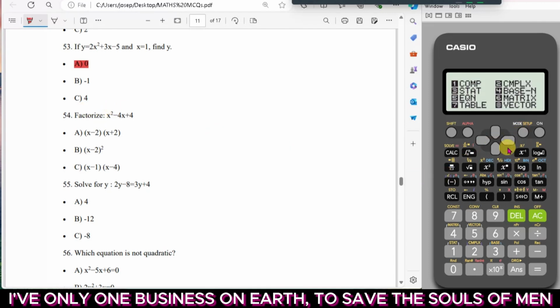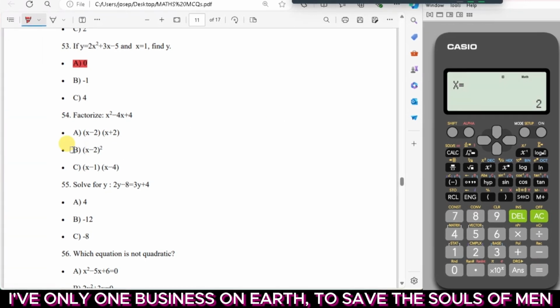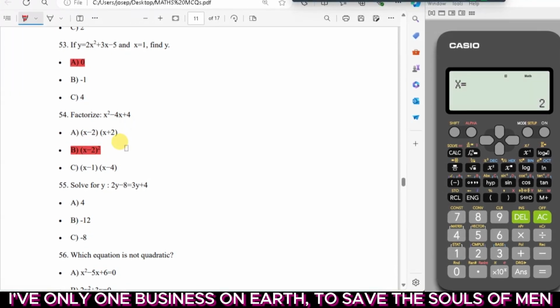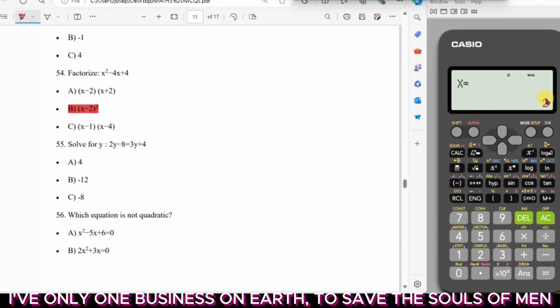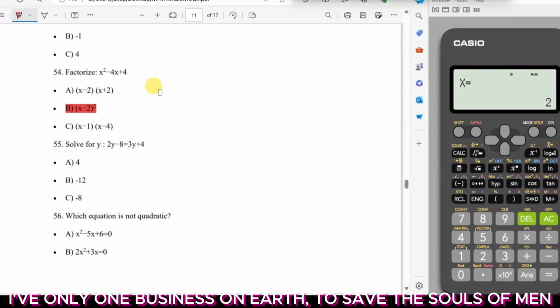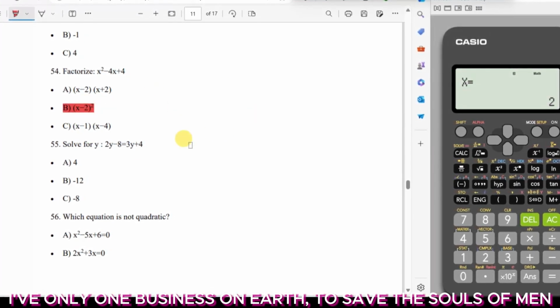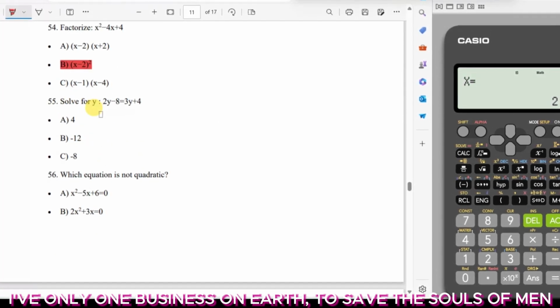So I'm going to use the calculator. So press mode 5 and 3. 3 is the quadratic equation. So the first value, the coefficient here is 1. So we key inside 1. The next is minus 4 and positive 4. So we have x to be 2. But we have only one root, so it means a double root. So it means our correct answer will be what? B. When you expand it, you are going to get this, right? So from what the calculator has given us, we have only one answer, which is 2. So when you take this and equal to 0, x is equal to positive 2.